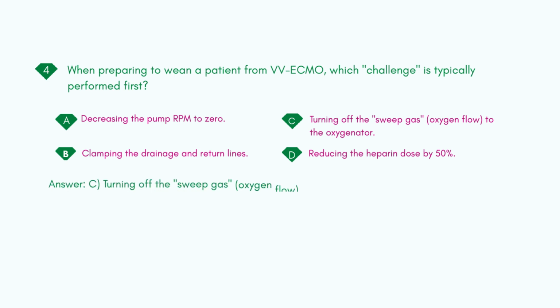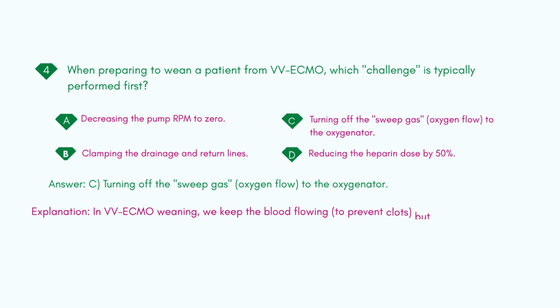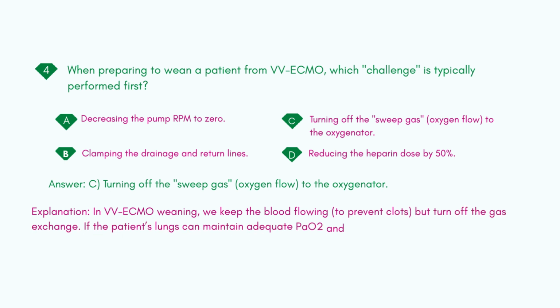Answer: C. Turning off the sweep gas, oxygen flow, to the oxygenator. Explanation: in VV-ECMO weaning, we keep the blood flowing, to prevent clots, but turn off the gas exchange. If the patient's lungs can maintain adequate PaO2 and PaCO2 without the sweep gas, they are ready for decannulation.